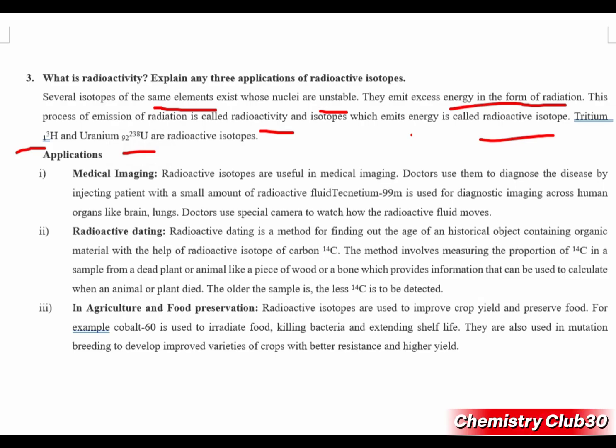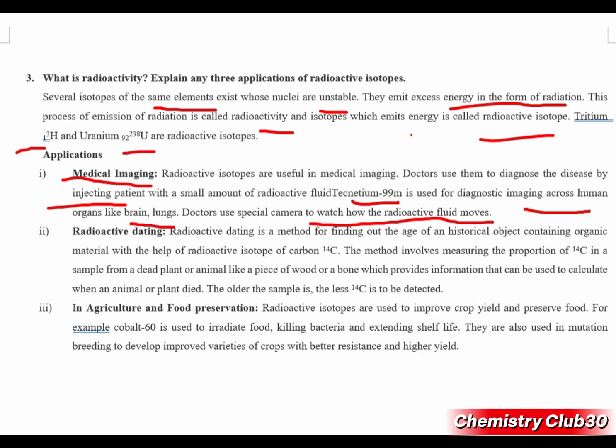Next part of this question is explain any three applications of the radioactive isotopes. Number 1 application is medical imaging. So radioactive isotopes are useful in medical imaging. Medical imaging means to take image. Doctors use them to diagnose disease by injecting the patient with a small amount of radioactive fluid. For example, technetium-99m is used for diagnostic imaging across human organs like brain, lungs. Doctors use a special camera to watch how the radioactive fluid moves.